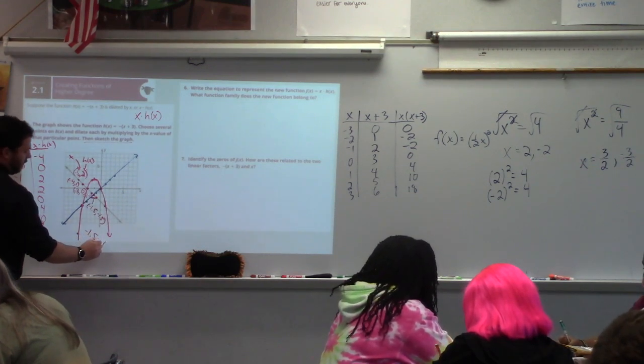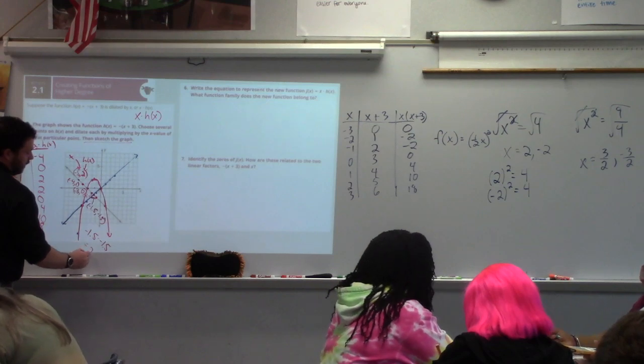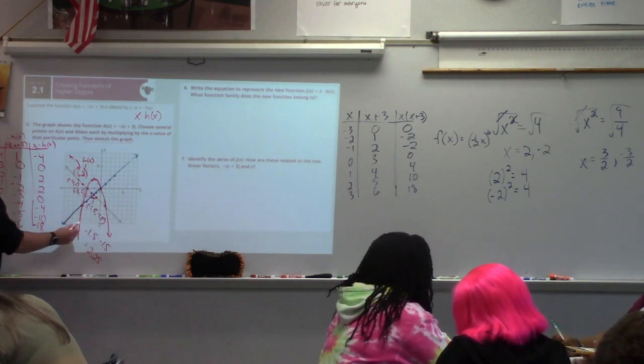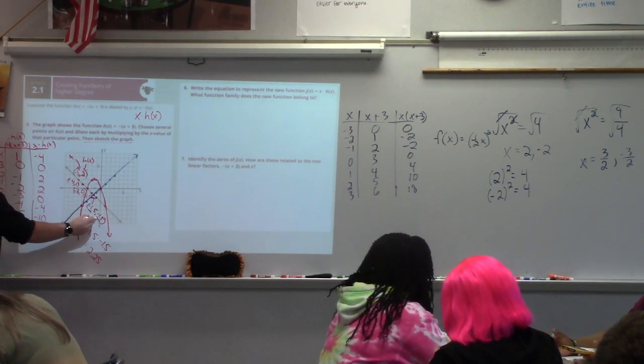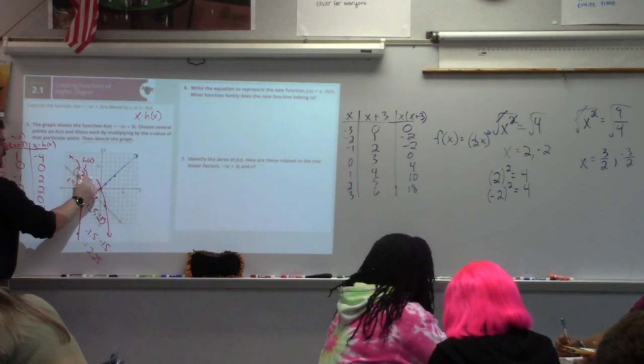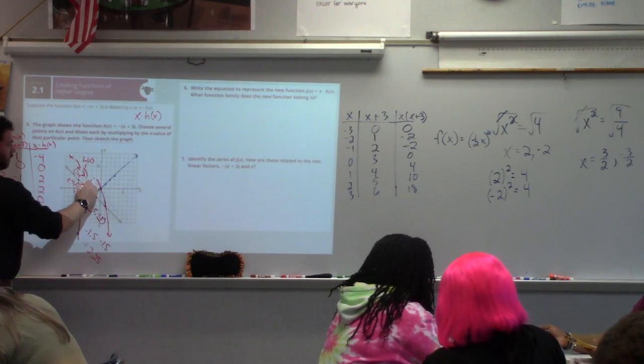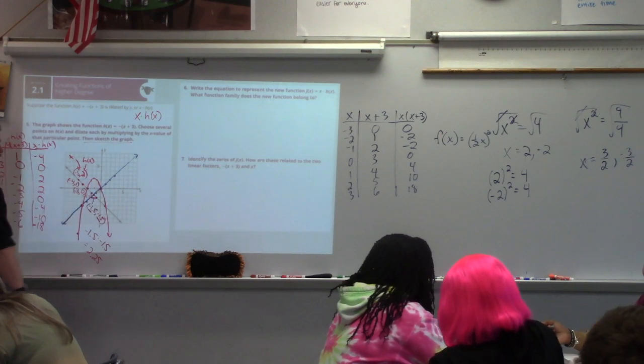If it does not have a vertex, it's not a parabola. But it does have one. Remember, it's just taking the x value and multiplying it by the y value. And we just hadn't done that yet, but it does have a vertex right there. Boom.